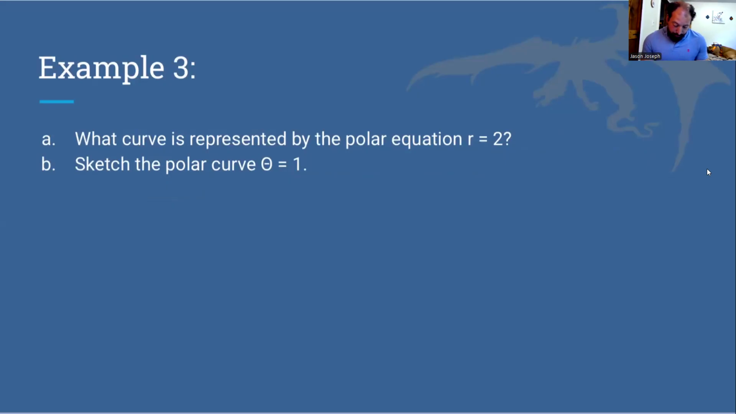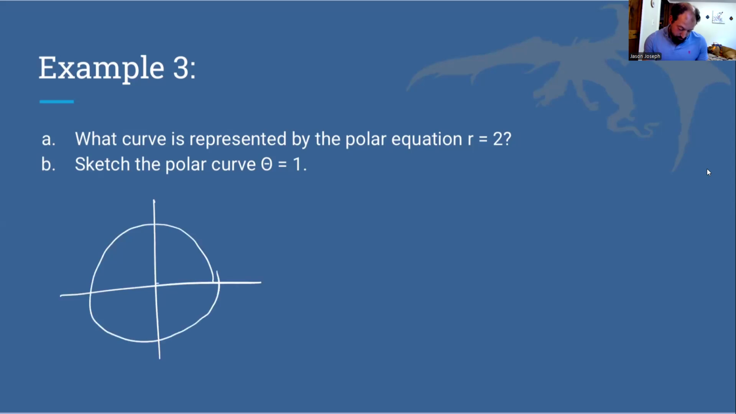So r equals 2 is just going to be a circle of radius 2 centered at the origin. And again, using our conversion that r is square root of x squared plus y squared equals 2, that's equivalent to the Cartesian formula for a circle centered at the origin with radius 2. So that's A.